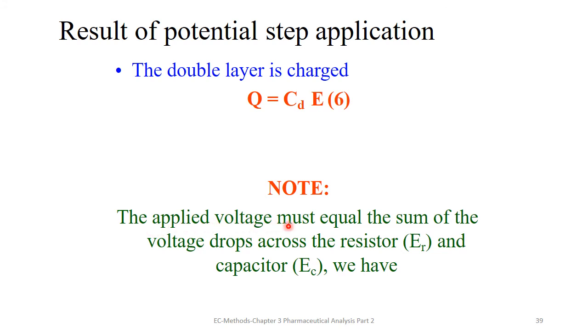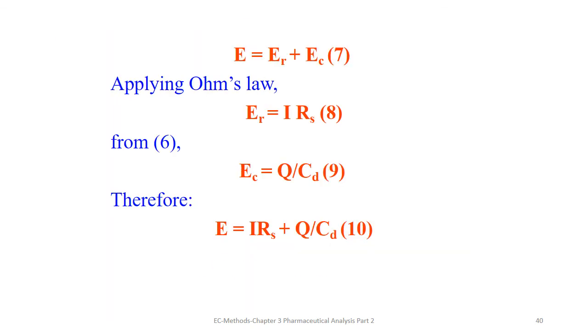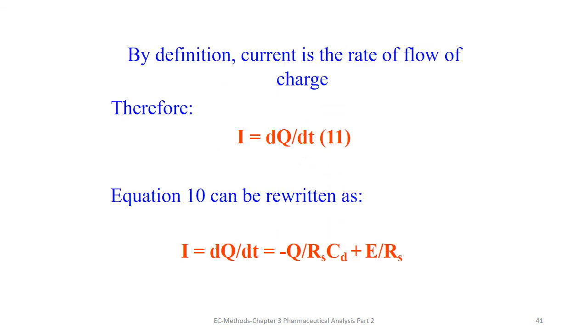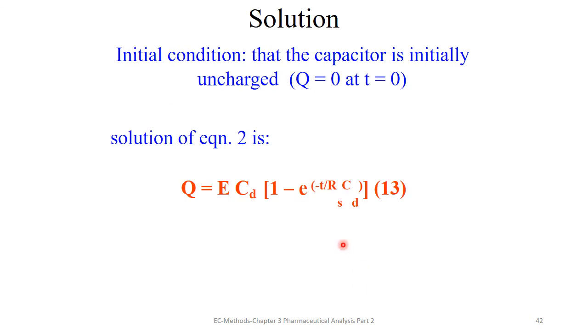The applied voltage must equal the sum of the voltage drop across the resistor and the capacitor. By applying Ohm's law, we can solve these equations. By definition, current is the rate of flow of charge, therefore I = dq/dt. The equation can then be rewritten as shown here. With the initial condition that the capacitor is initially uncharged, the solution of the equation can be written like this.